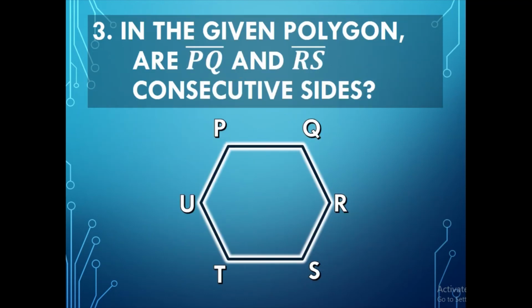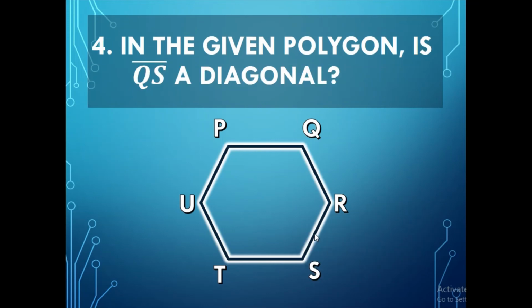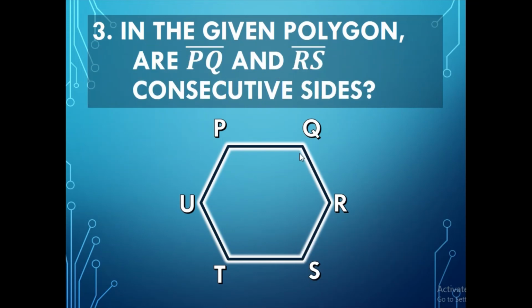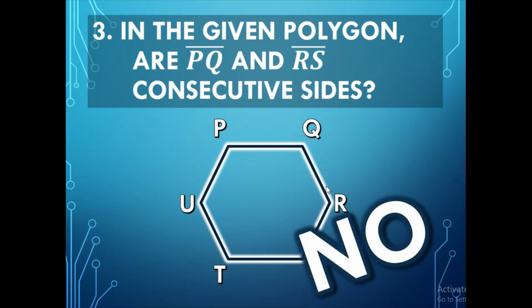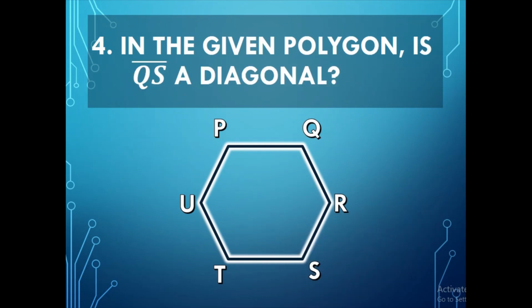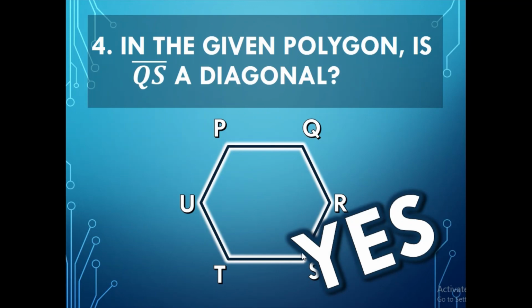Number 3, in the given polygon, are segment PQ and segment RS consecutive sides? Nope, because if you look at segment PQ and segment RS, you skipped a line segment or a side which is side QR, so definitely those 2 sides are not consecutive. Number 4, in the given polygon, is segment QS a diagonal? Yes, because Q and S are non-consecutive.